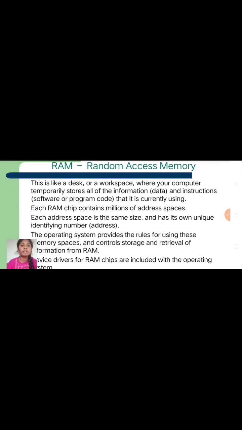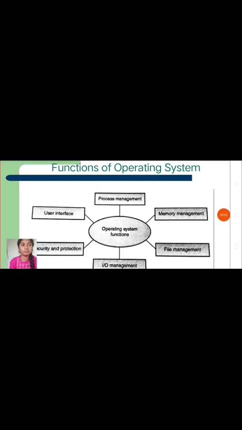Next, we see the RAM. Random access memory. This is like a desk or a workspace where your computer temporarily stores all of the information and instructions that it is currently using. Each RAM chip contains millions of address spaces. Each address space is the same size and has its own unique identity number. The operating system provides the rules for using this memory space and controls storage and retrieval of information from RAM. Device drivers for the RAM chip are included with the operating system.